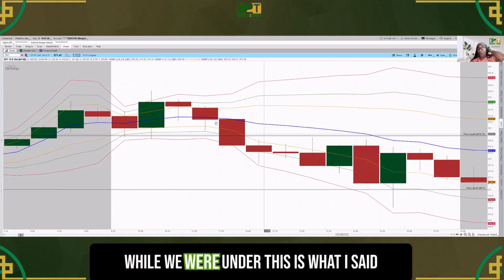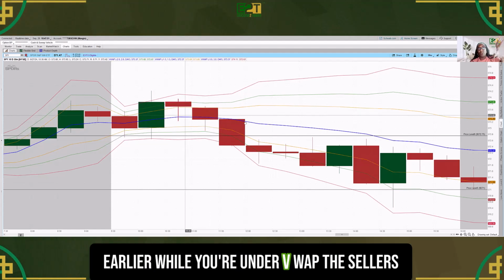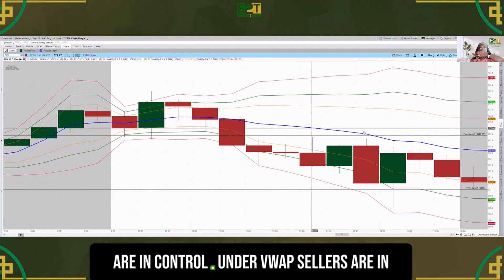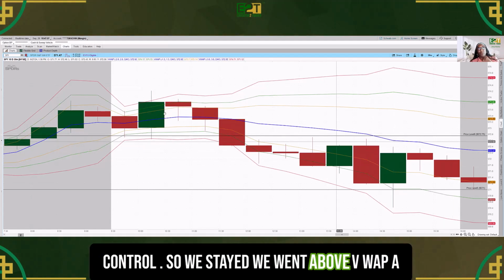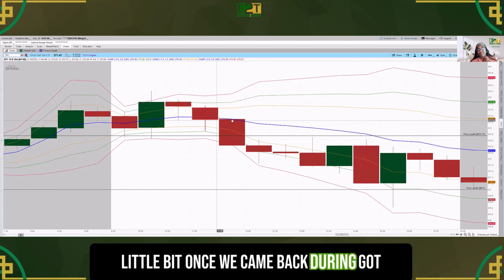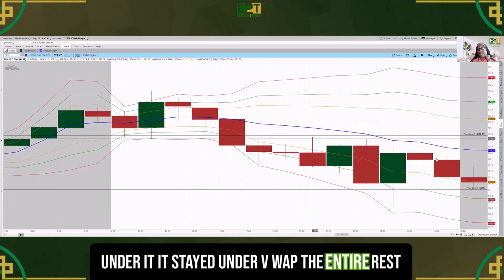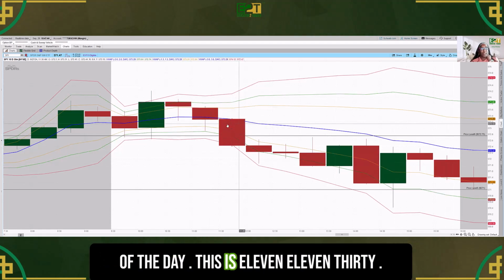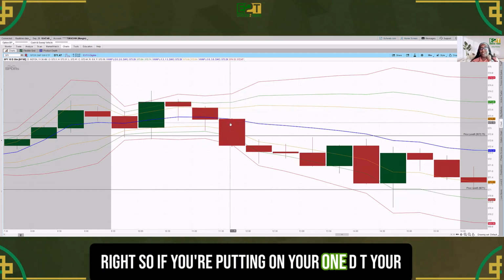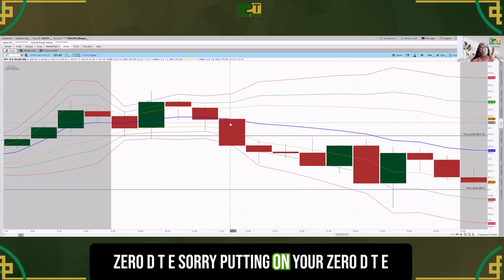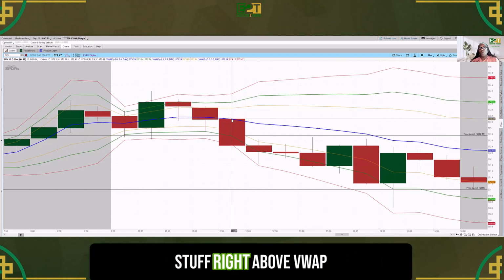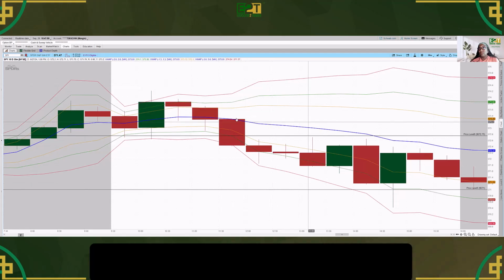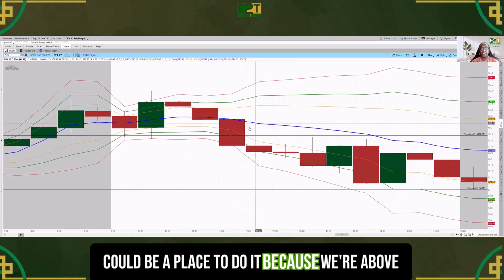So honestly, this is what I said earlier: while you're under VWAP, the sellers are in control. Under VWAP, sellers are in control. So we went above VWAP a little bit. Once we came back through and got under it, it stayed under VWAP the entire rest of the day. This is 11:30, right? So if you're putting on your zero DTE stuff right above VWAP, could be a place to do it because we're above it now.